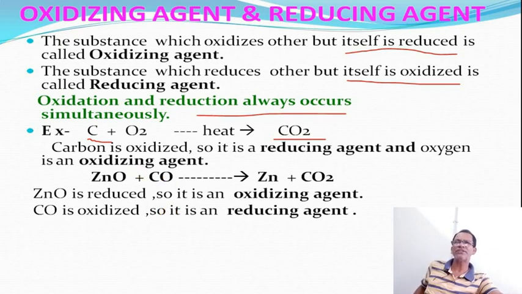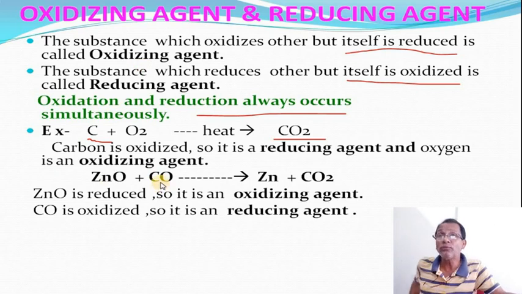But what is the definition? Our definition is: the substance that itself is reduced is called the oxidizing agent. Here, which is reduced? Zinc oxide is converted to zinc, which means it is reduced because of loss of oxygen. So zinc oxide is the oxidizing agent.